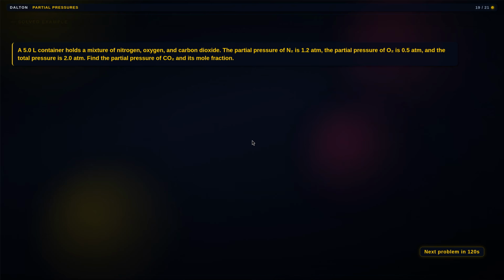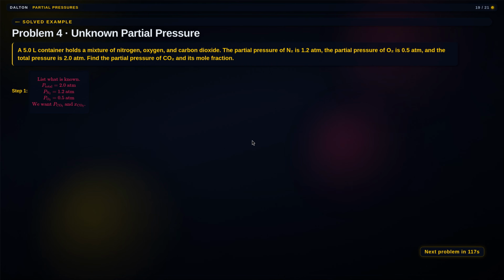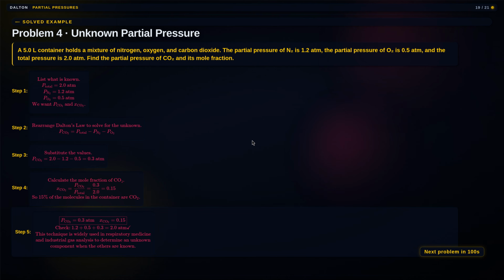Problem 4. A 5.0-liter container holds a mixture of nitrogen, oxygen, and carbon dioxide. The partial pressure of nitrogen is 1.2 atmospheres, the partial pressure of oxygen is 0.5 atmospheres, and the total pressure is 2.0 atmospheres. Find the partial pressure of carbon dioxide and its mole fraction. Let's solve this in 4 steps.